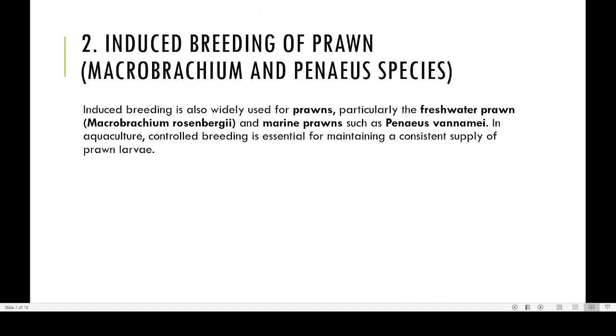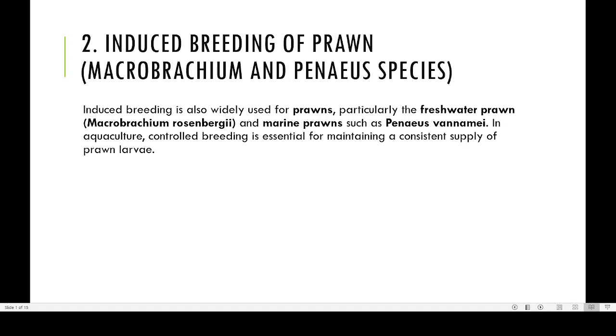Now another case is the breeding of prawn. So what we were discussing today is regarding the breeding of carp species. Next is regarding how the breeding in prawn is being conducted. One is the Macrobrachium and Penaeus species. These are the two common species which are used in induced breeding of prawns. So especially the freshwater prawn.